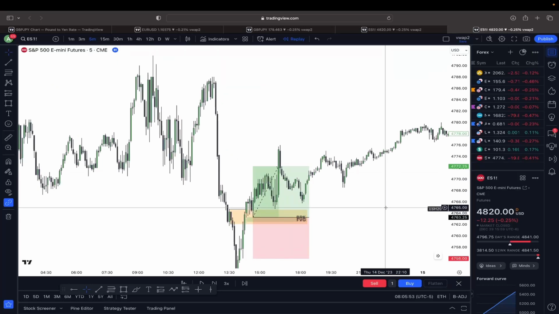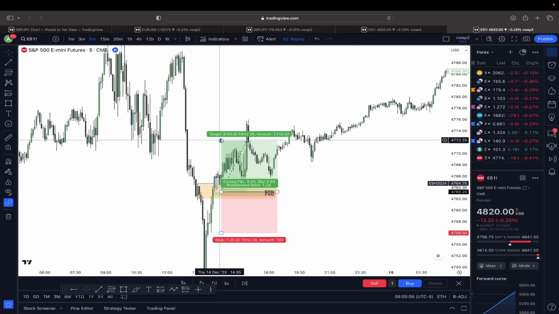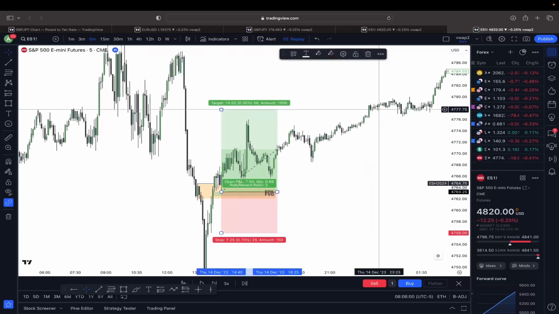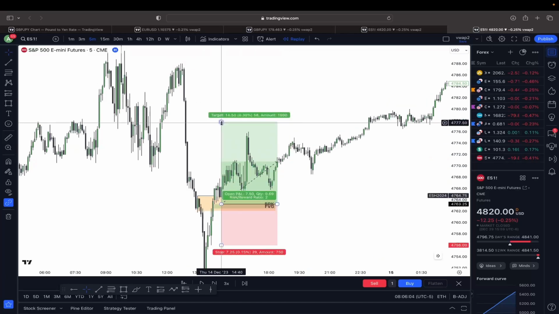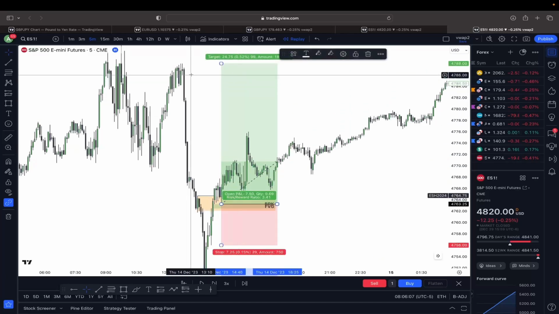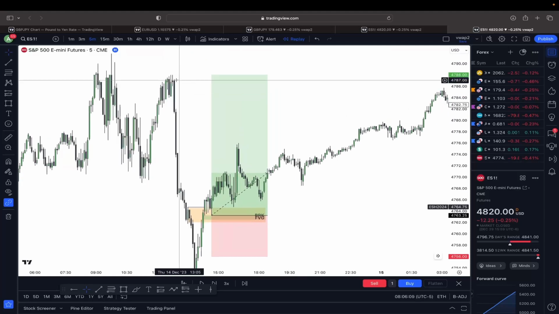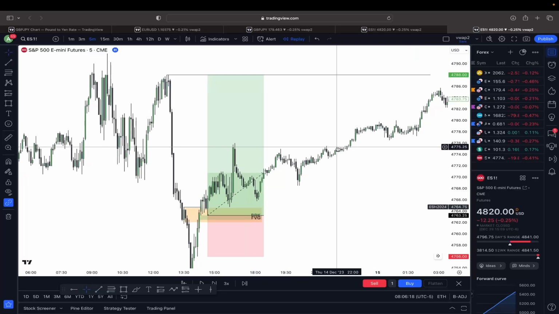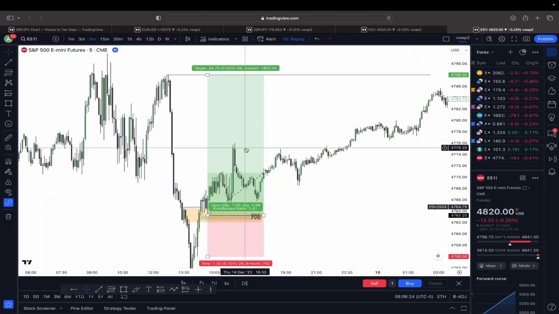From here, we can do one of two things. We can either target our 2RR, which you can see would have been hit by this area of the chart over here, or we can target our next draw on liquidity, which is this high here. This will be our high time frame draw on liquidity, which is high here. So all 4 steps there happened in this trade, and we would have won regardless of taking our draw on liquidity or our fixed 2RR.